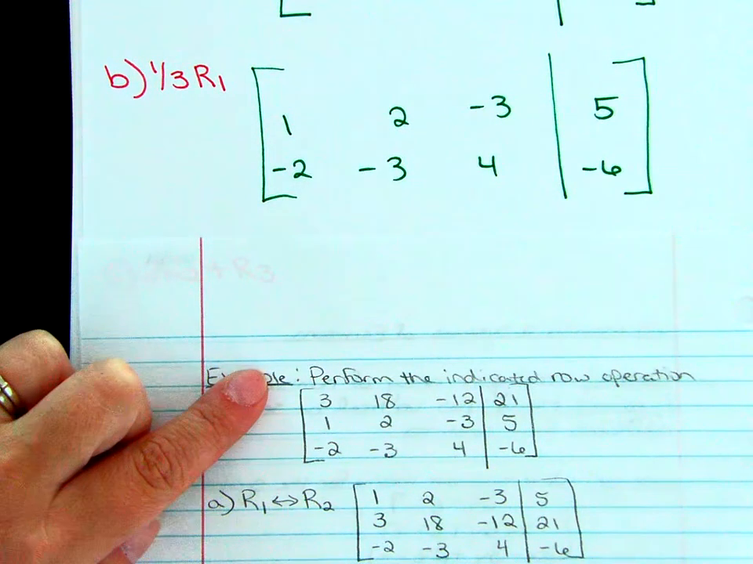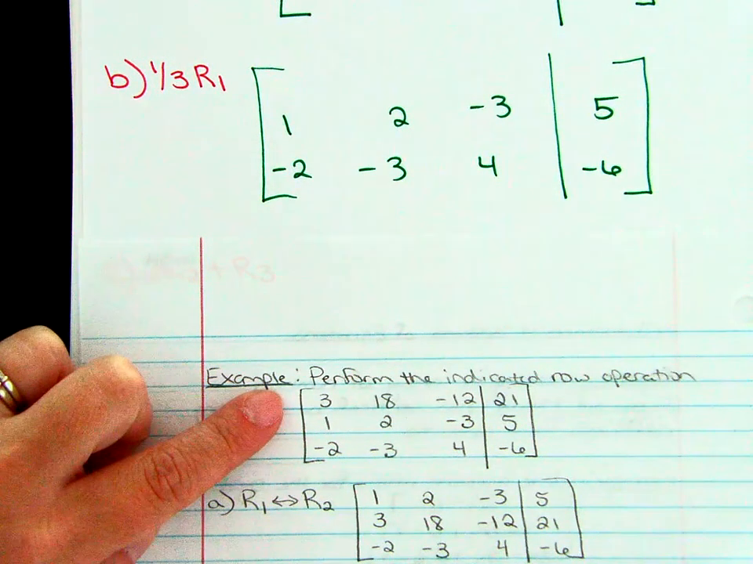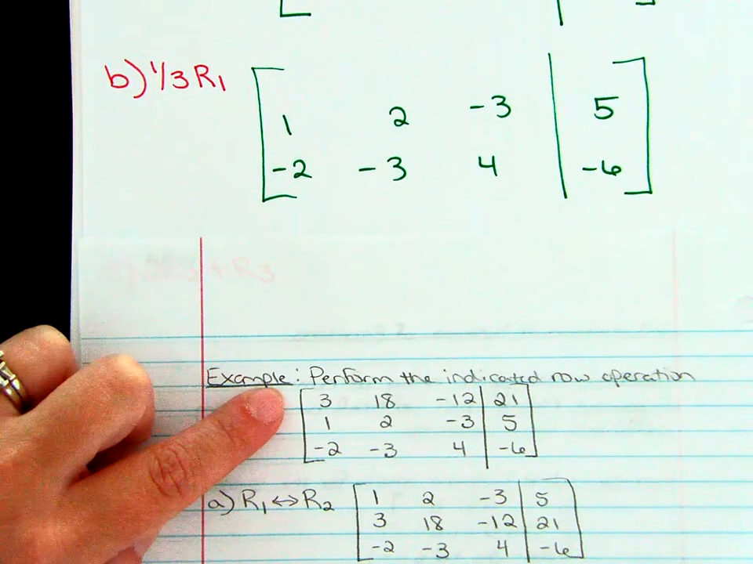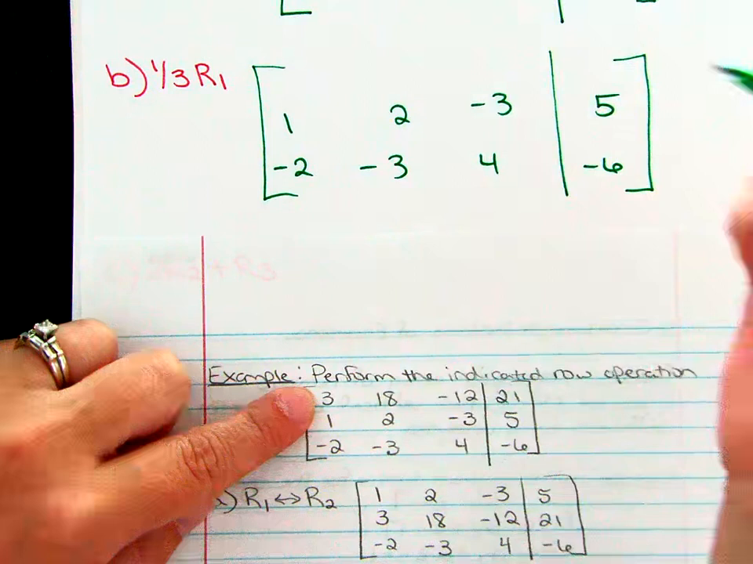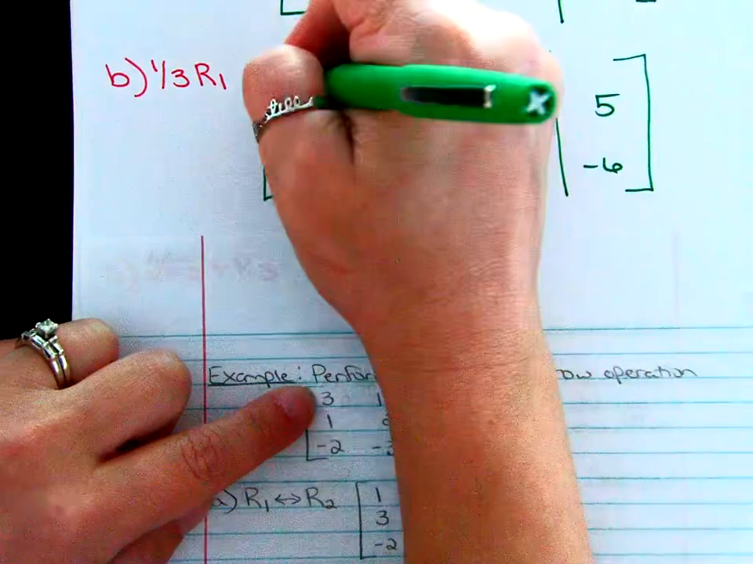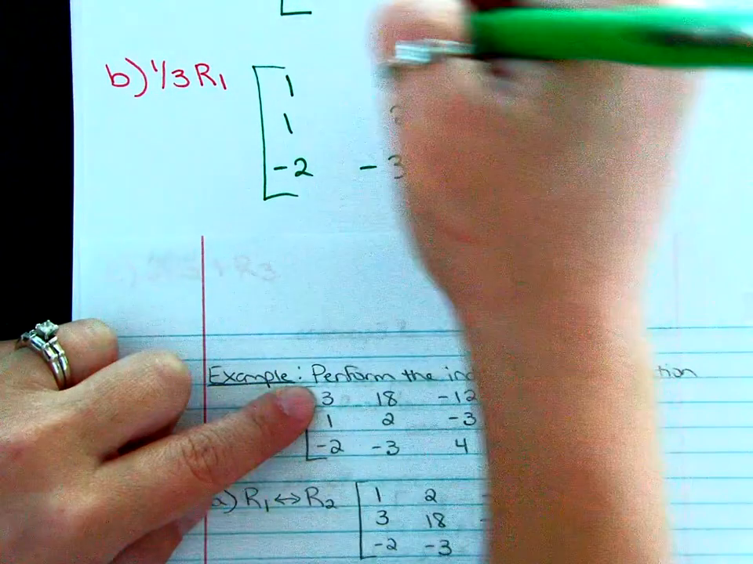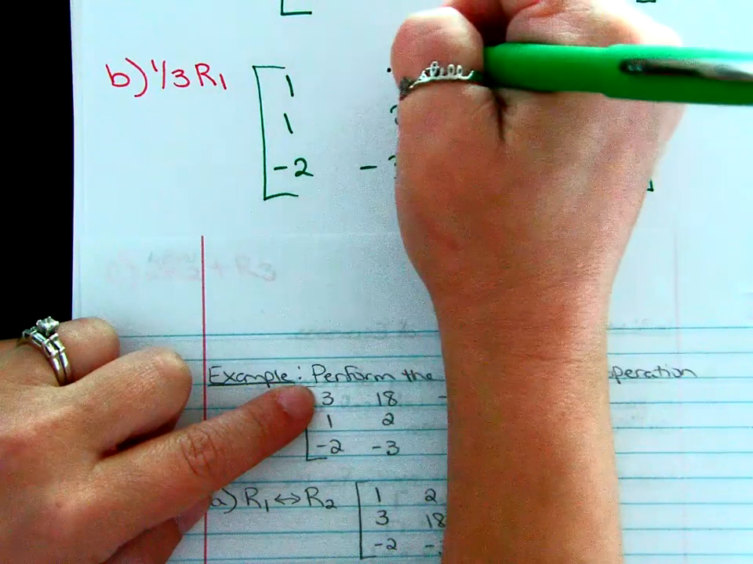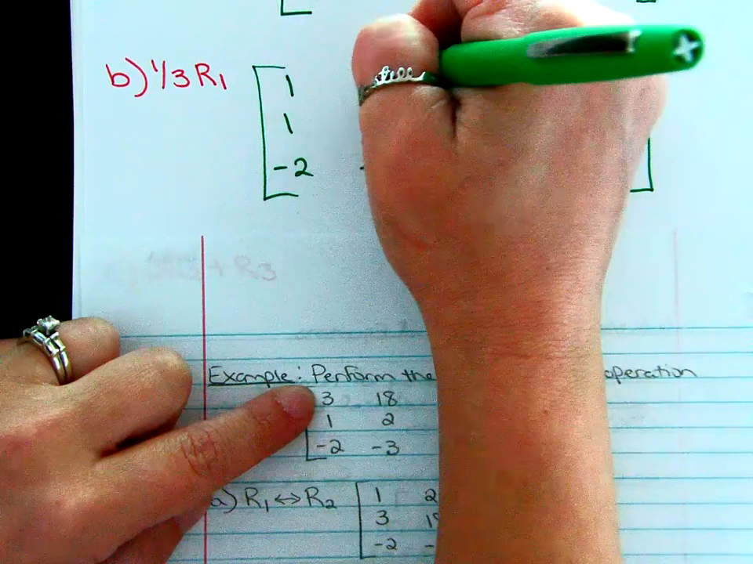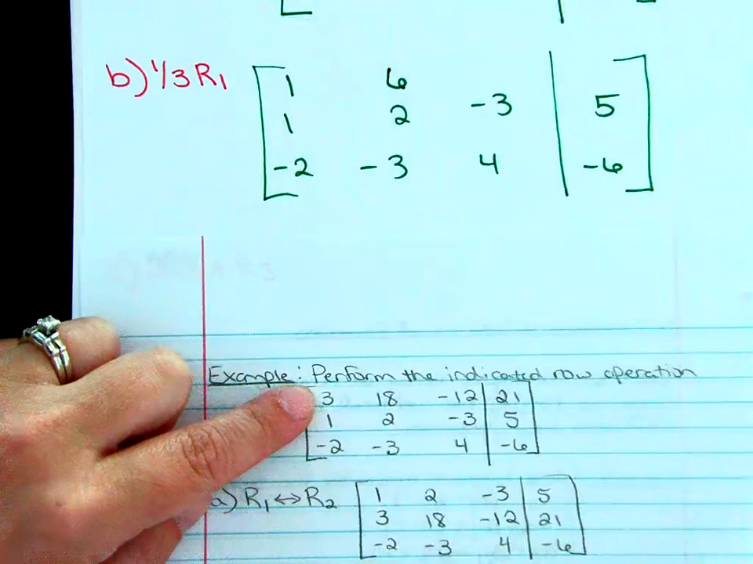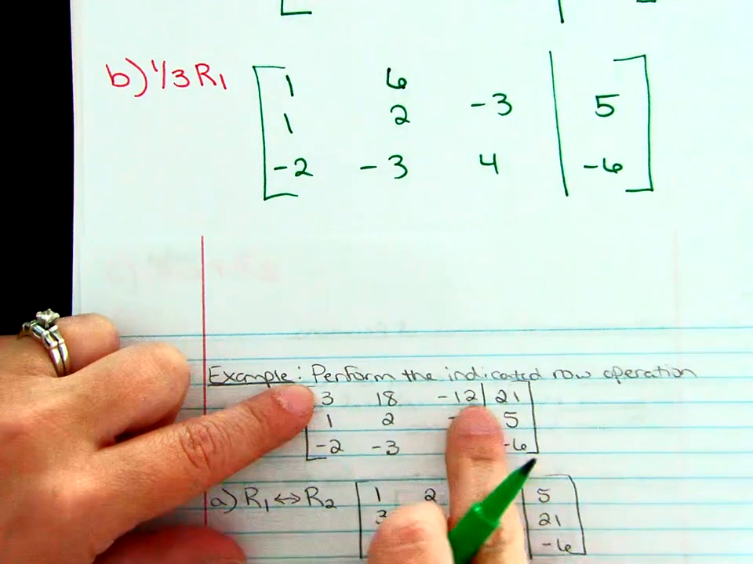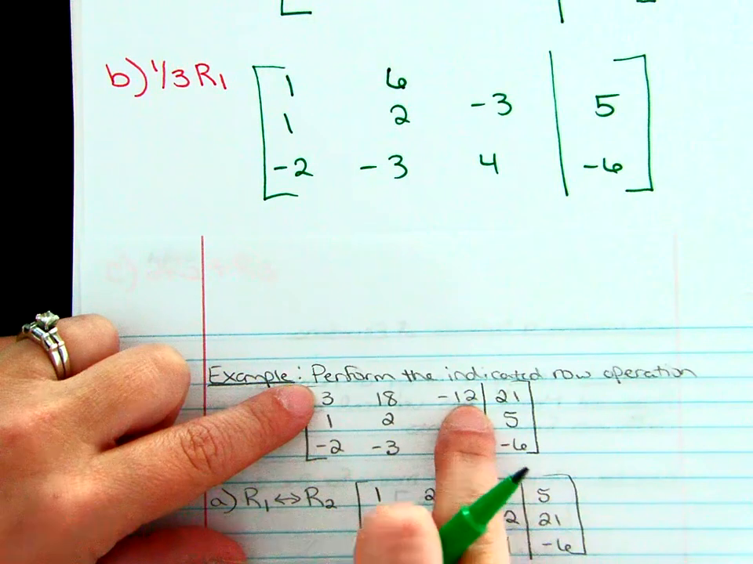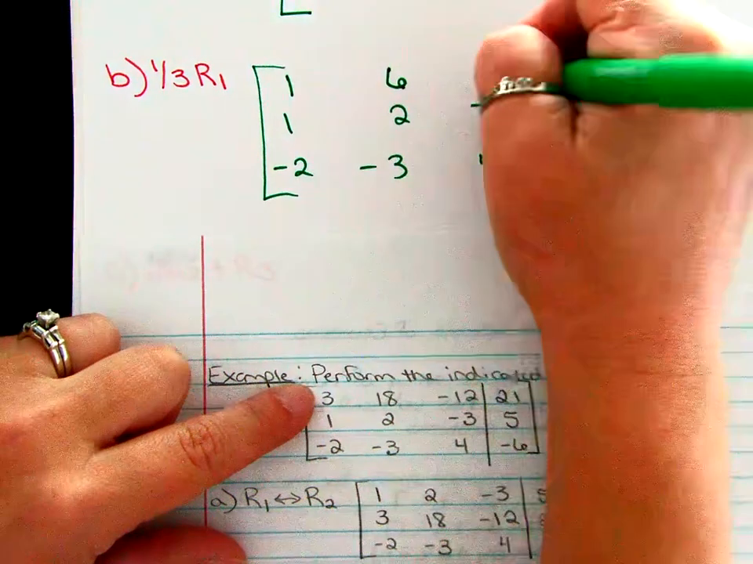Row 1, I'm taking each element times 1/3. So 1/3 times 3 will give me what? 1. 1/3 times 18. How about 1/6? Yeah, basically we're taking each of these numbers divided by 3. That's what we're doing. So -12 divided by 3. And 21 divided by 3. 7.